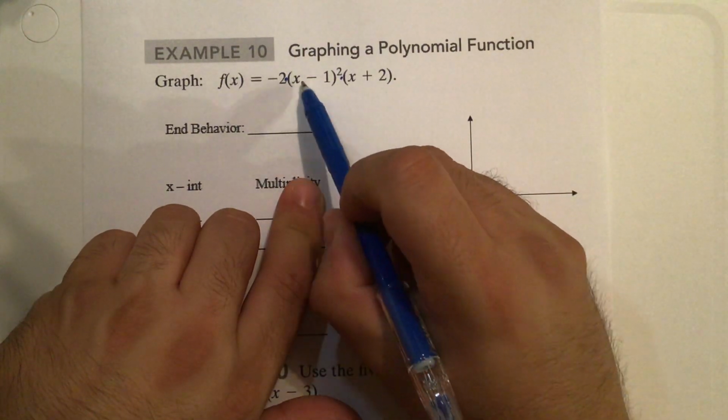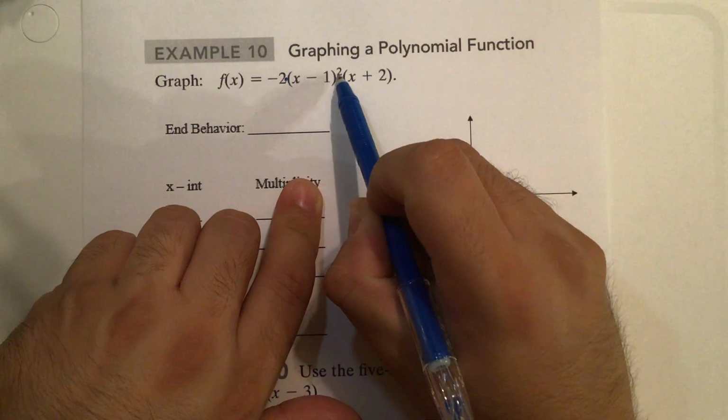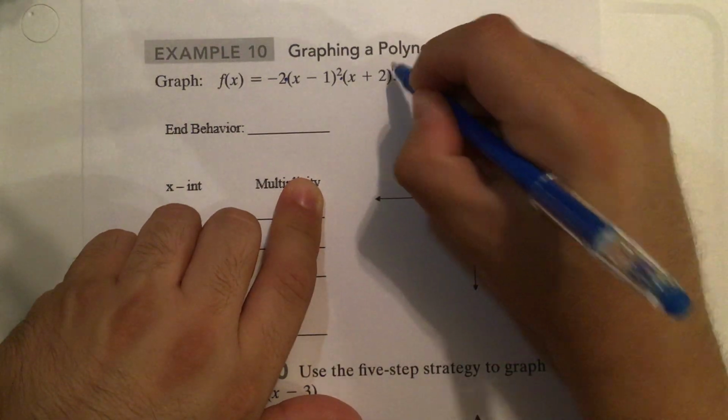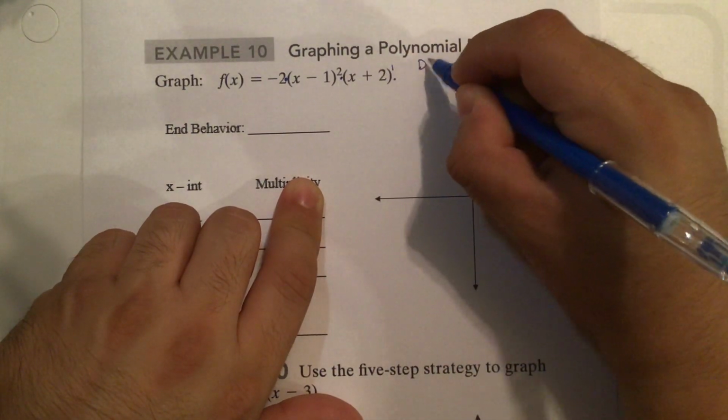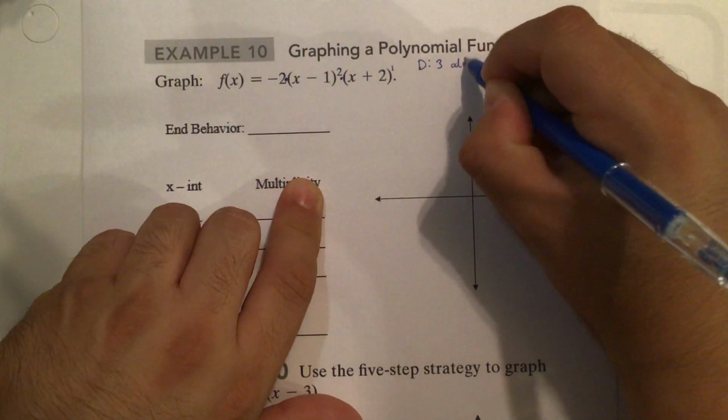So this doesn't have an x. This x actually has a degree of 2. This x has a degree of 1. So 2 plus 1 is 3. So our degree is 3, which is odd.